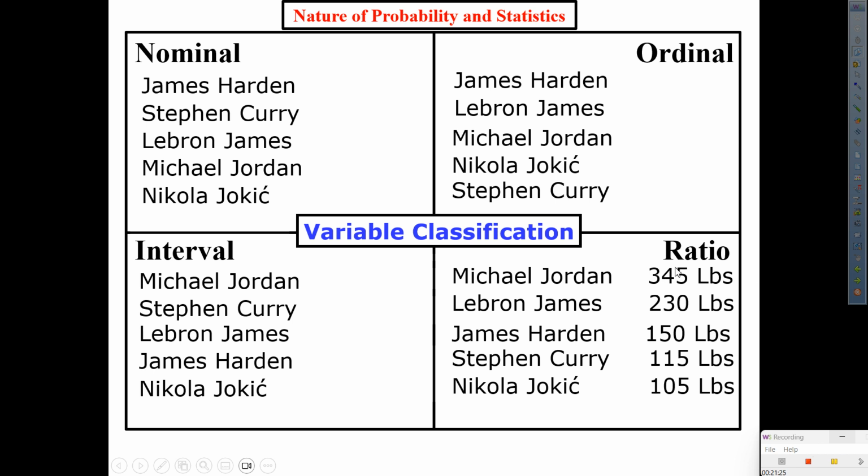What am I using here for ratio? I'm using what? Actual numbers. Why? Because I can create what? Ratios or fractions. Are we there? So do we understand each of those categories? All right. Classification. So with that said, think about that one. Those are my variables.